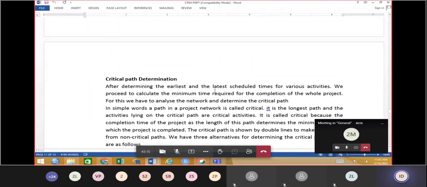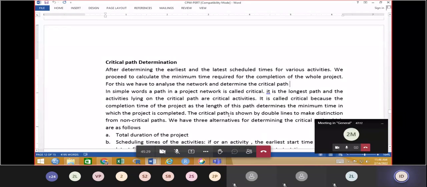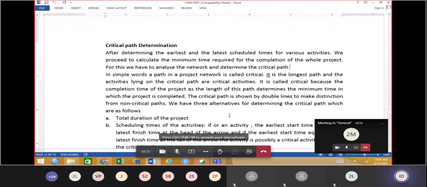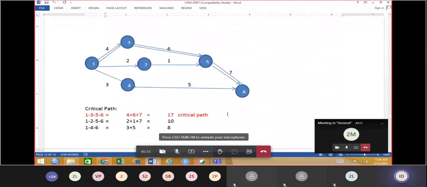After determining the earliest and latest scheduled times for various activities, we proceed to calculate the minimum time required for the completion of the whole project. For this, we have analyzed the network and determined the critical path. So now the critical path means the path which is the longest path. I will show you here in the diagram.